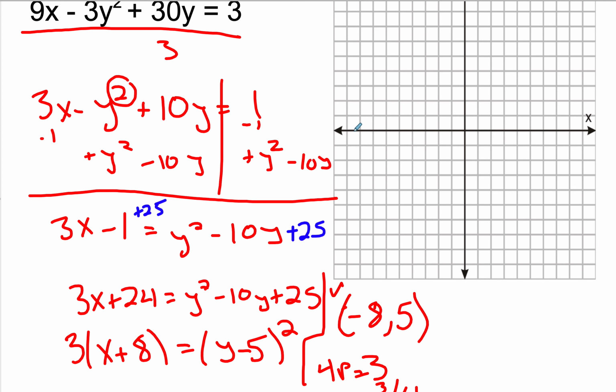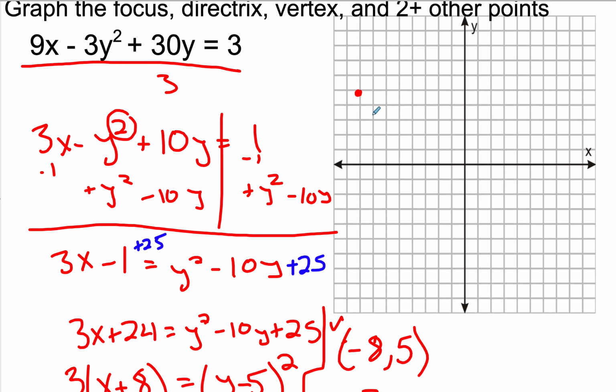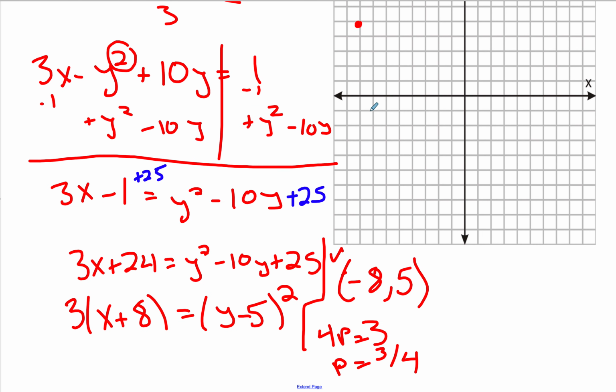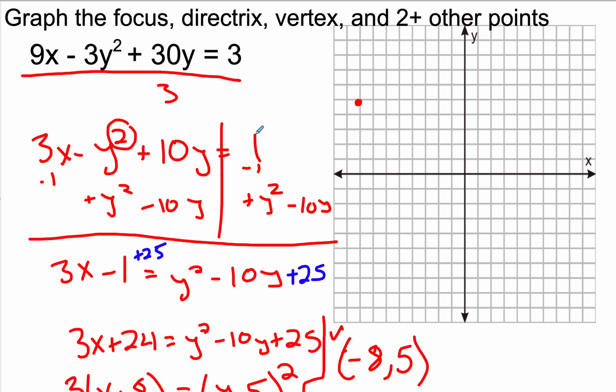So here's 8. I know because it goes to 10. 1, 2, 3, 4, 5. So that's 8, 5. Okay. Now they're -8, 5. But that's the correct point. All right. P is 3/4. It's pointing right because P is positive.